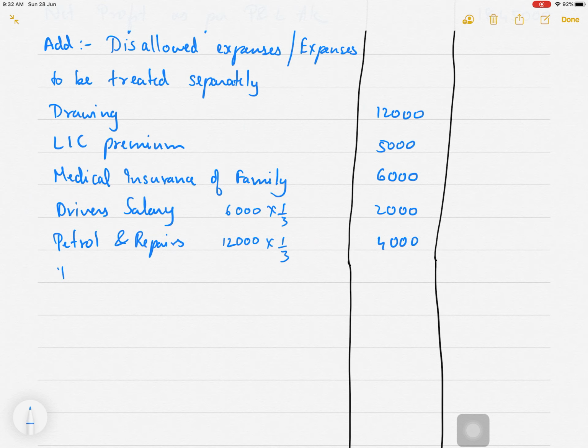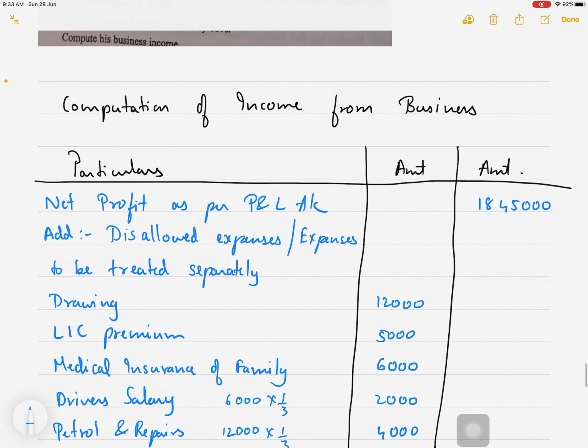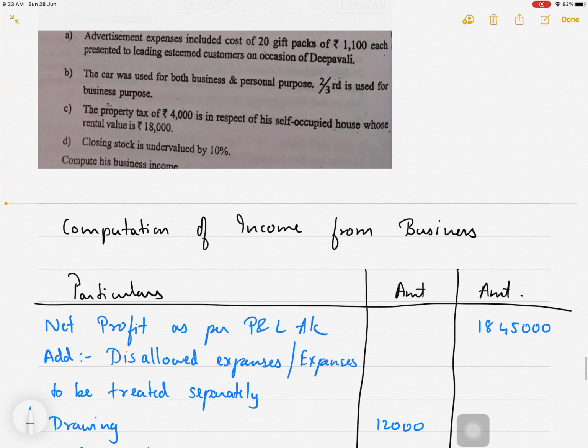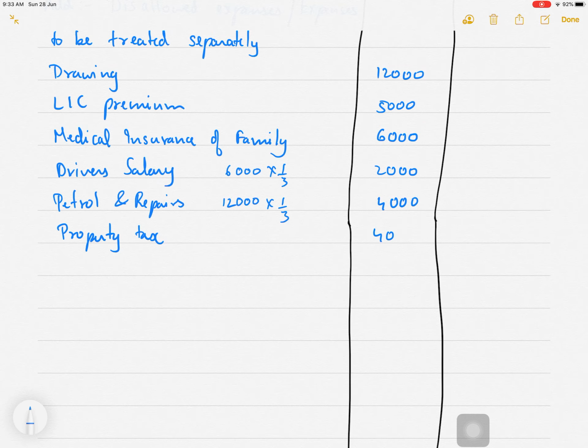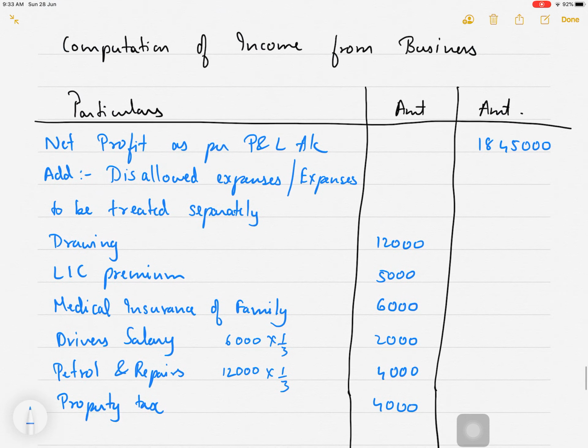Next, property tax of rupees 4,000 is in respect of self-occupied house property. This property tax you are adding because this property tax belongs to self-occupied property. If property tax belongs to business property, then you will not add. Okay? Then it is business expense only, which is allowed. So property tax 4,000.